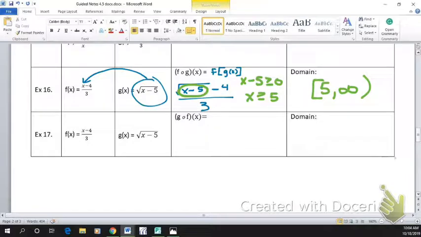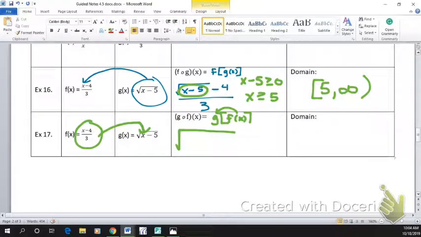Okay, let's look at the next one. The next one is g composite f, which means you need to put f into g. Take function f, put it into g. So if I take function f and put it into g, then I'm taking this and putting it right here where the x is. If I rewrite that, it's going to look like this: the square root of x minus 4 over 3, minus 5. Does that make sense?